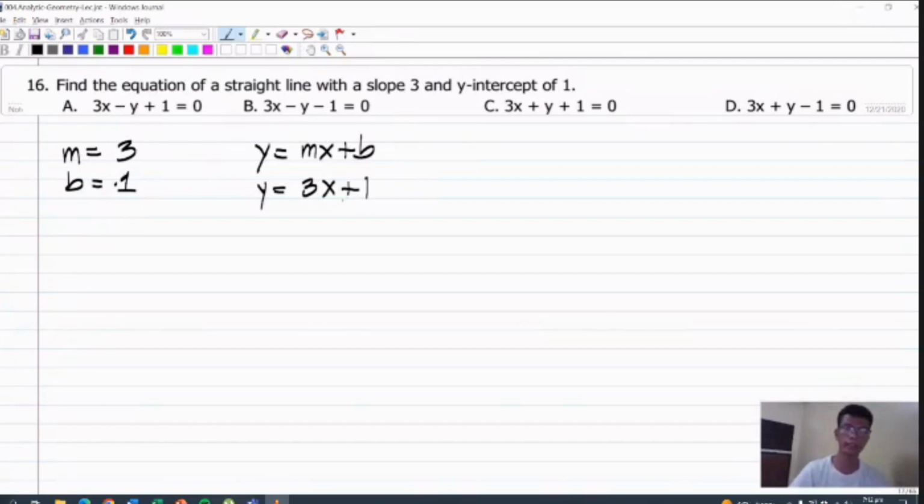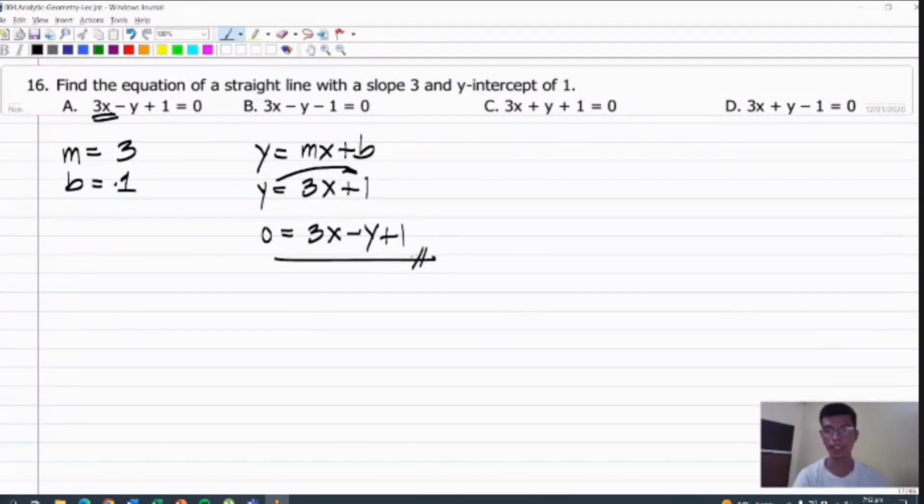Pero yung y is equal to 3x plus 1 ay wala pa sa ating choices. And pansinin ninyo, they are all equal to 0. Ibig sabihin, lahat ay pinagsama-sama sa iisang side ng ating equation and positive yung x variable. So dito, para magawa natin yun, panatilihin nating positive yung x variable, si y ang ilipat natin. So 0 is equal to 3x, magiging negative na yung y, plus 1. So ito yung answer. And siya ay kay letter A. Tama. Letter A.